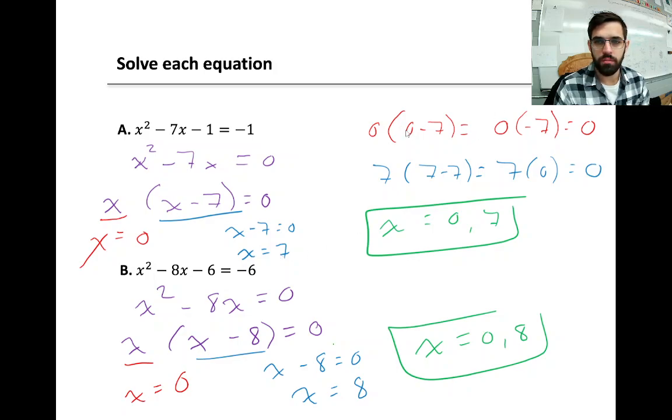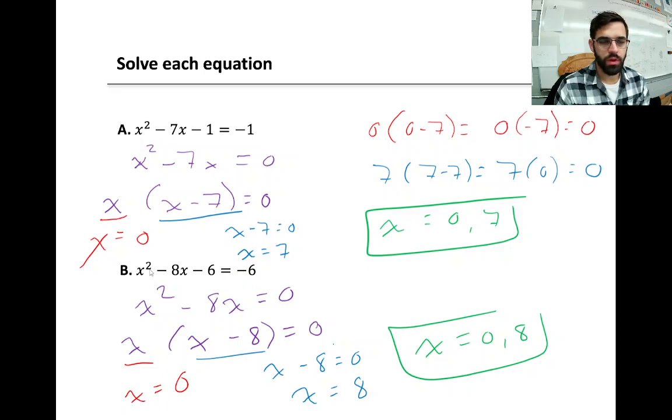And here we are plugging 0 in for x. Instead of x times x minus 7, it would be 0 times 0 minus 7, which is 0. And if we plug in 7, we get 7 times 7 minus 7, which would be 7 times 0, which also equals 0. So we know 0 and 7 both work, because we checked them in. You don't have to check your answers, but if you want to verify your answers, like on a quiz, it's a good technique.